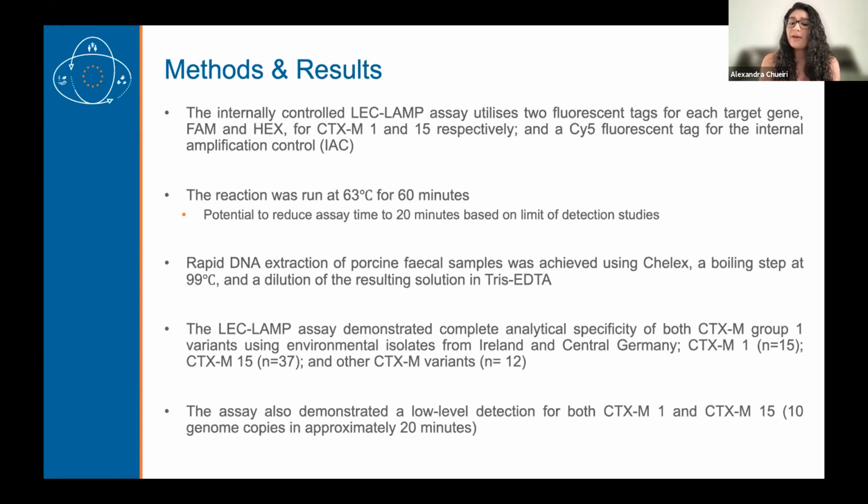On our inclusivity panel, we had CTX-M-1, which had 15 samples, CTX-M-15, which had 37 samples, and other CTX-M variants, so 2, 9, and so on and so forth, and we had 12 of those samples. The assay demonstrated a low-level detection for both CTX-M-1 and 15. So that was approximately 10 genome copies in approximately 20 minutes.